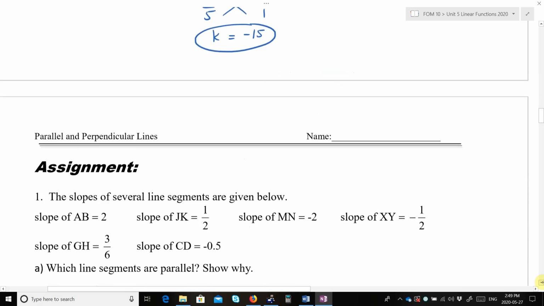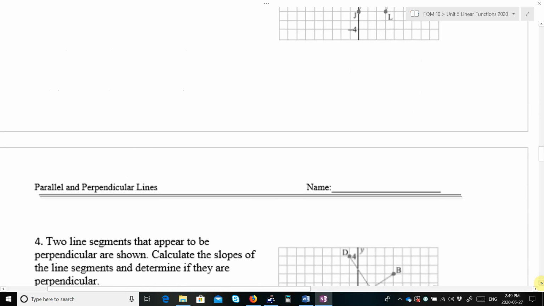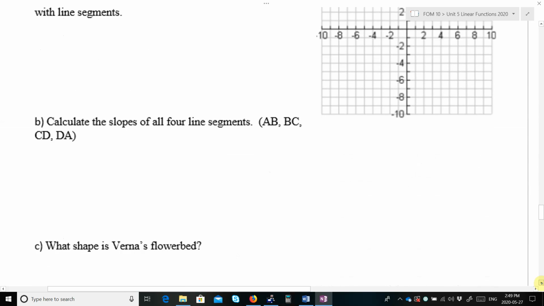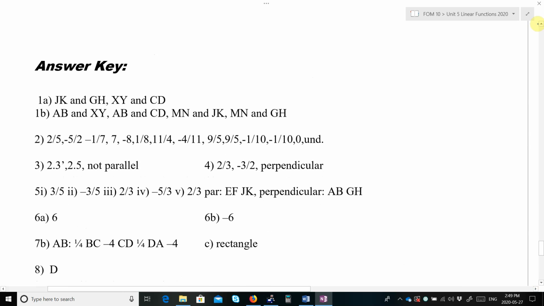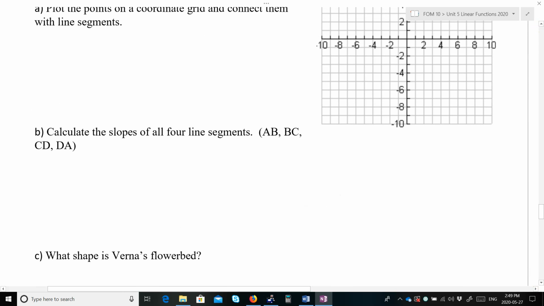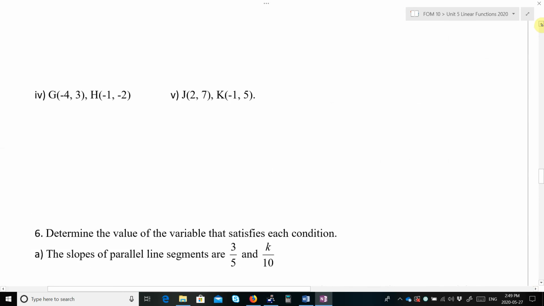So that is the end of the lesson notes. Here is the assignment that you can try. And I think there is an answer key at the end of this. If you look at all of these questions, yes, there is an answer key. So try the questions, check your answers, and I will do a video showing the solutions to this, and I will send it out to you later in the week.